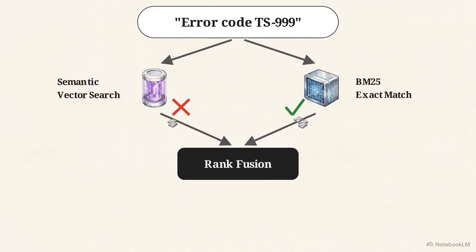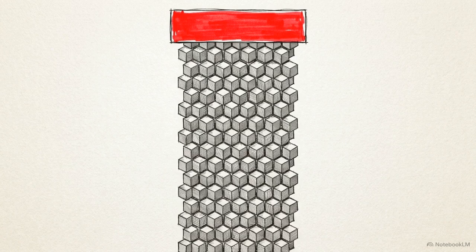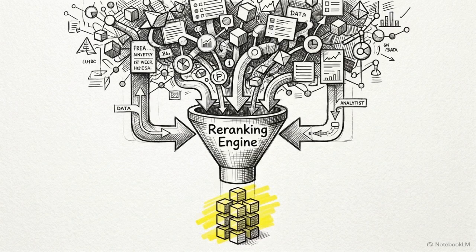We merge the results from both database paths and deduplicate them using RankFusion. This creates a preliminary list of the top 150 potentially relevant chunks. Passing 150 chunks to the generation model wastes compute and lowers accuracy. To fix this, we apply a dedicated re-ranking model, such as Cohere, to filter the list.